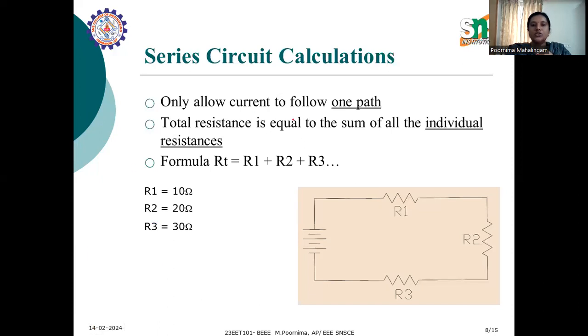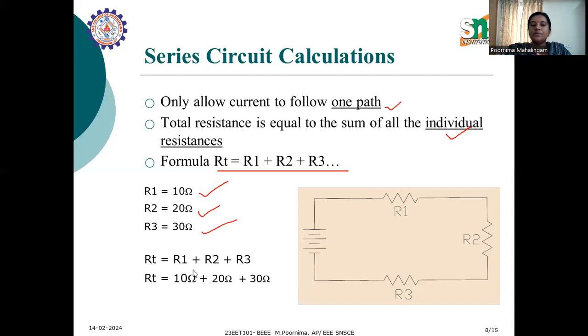In a series circuit, there is only one path. The total resistance equals the sum of the individual resistances in series. The formula is R total equals R1 plus R2 plus R3. Here the resistance R1 is 10 ohm, R2 is 20 ohm, R3 is 30 ohm. The total resistance RTH is R1 plus R2 plus R3, that is 10 plus 20 plus 30. The total resistance is 60 ohm.